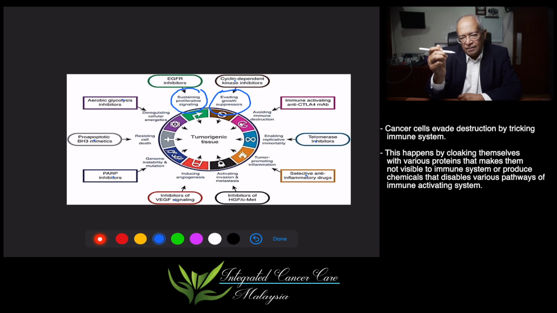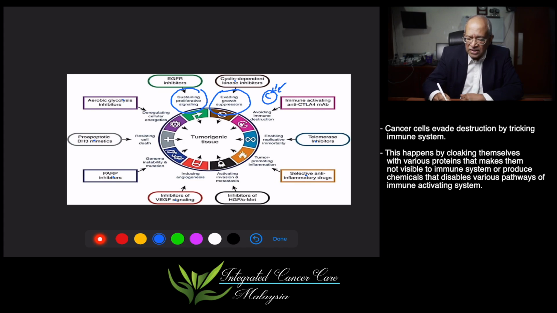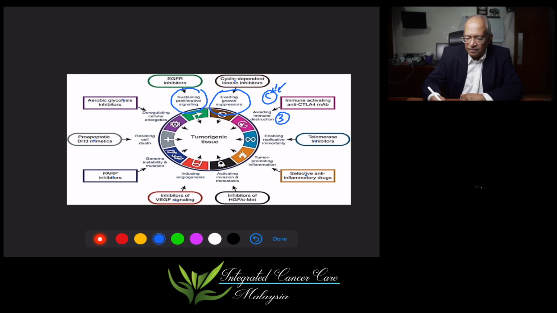Our body is designed to be able to detect and destroy cancer cells, provided our immune system can recognize a particular cell as being cancerous. But cancer cells are actually pretty smart cells, that they develop certain ability to evade the immune system by cloaking themselves with proteins that makes them not seen by the immune system, or they produce chemicals that disable certain pathways of the immune activating systems. So this is another characteristic.